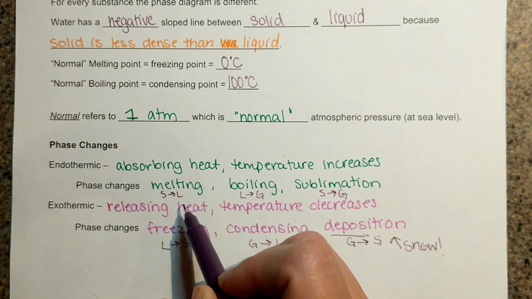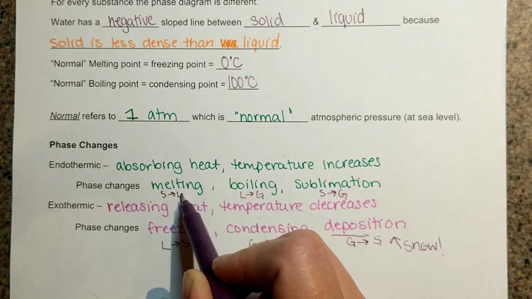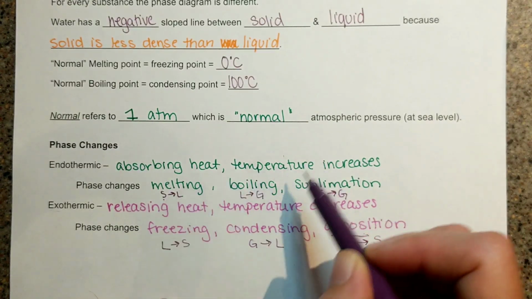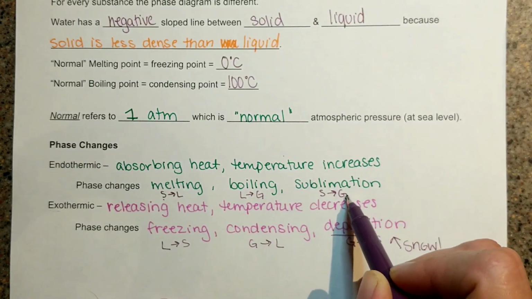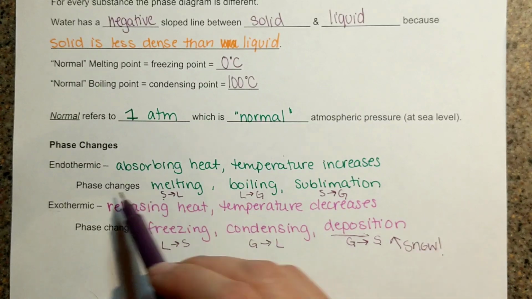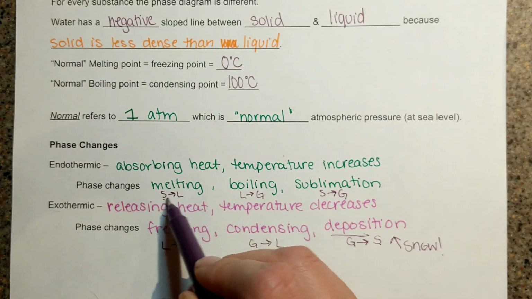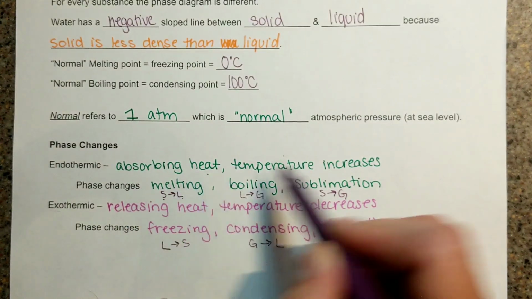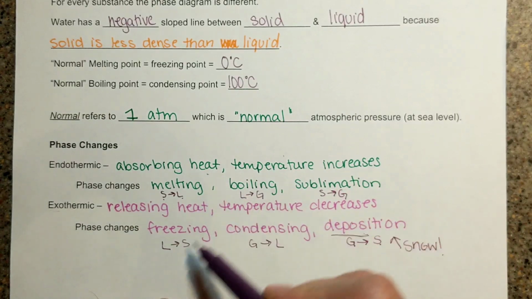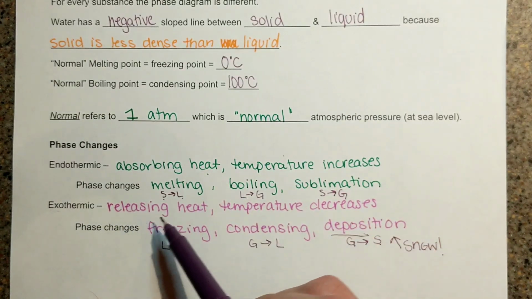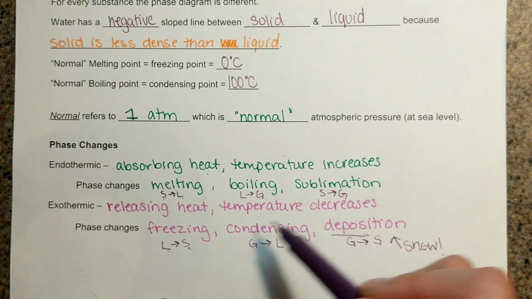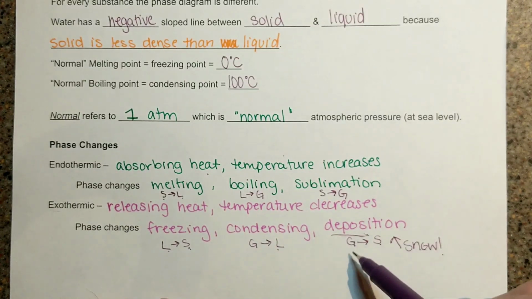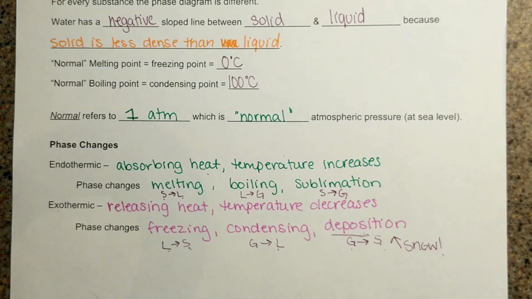If I were to draw my molecules, my liquid molecules would be moving faster than my solid molecules, and my gas molecules moving faster than my liquid. So during these phase changes, my molecules move faster the more heat I apply, because remember, heat is energy. And then for my exothermic changes, these molecules are all slowing down. So liquid to solid, they're slowing down, gas to liquid slowing down, gas to solid slowing down again.